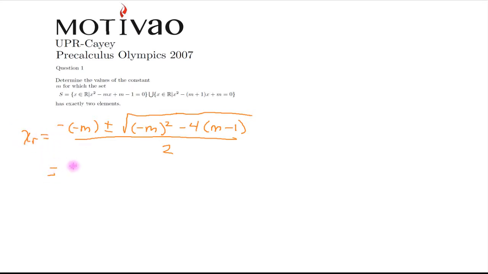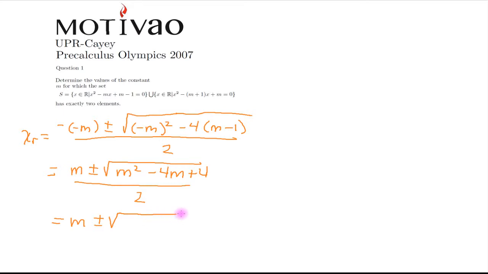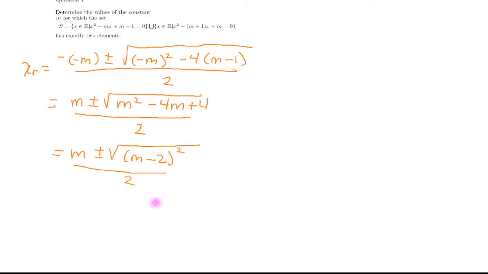So negative and negative, it's positive. So we have m plus or minus the square root. Negative m squared is m squared. Now we distribute this minus 4 with this, and we have minus 4m plus 4. Everything divided by 2. Now notice that inside the square root, we have this another polynomial, but this one can factorize into m minus 2 squared. Okay? Now, by definition, the square root of m minus 2 squared is equal to the absolute value of m minus 2.